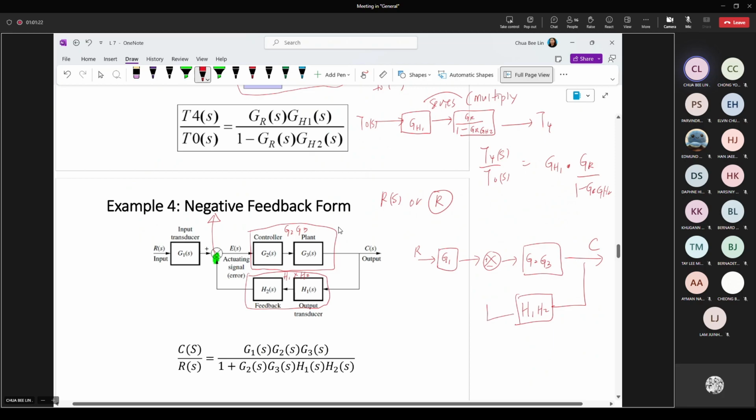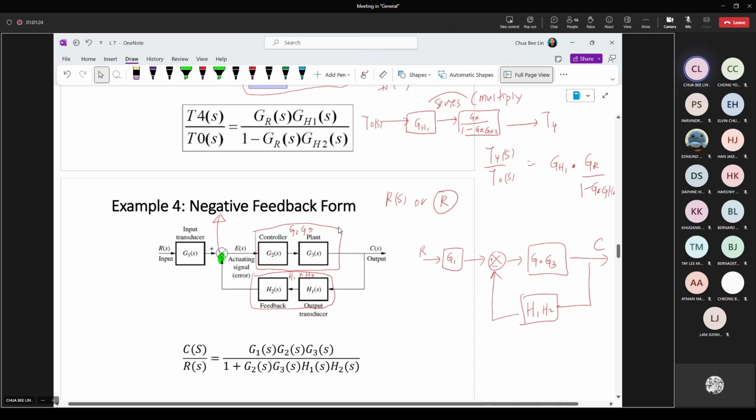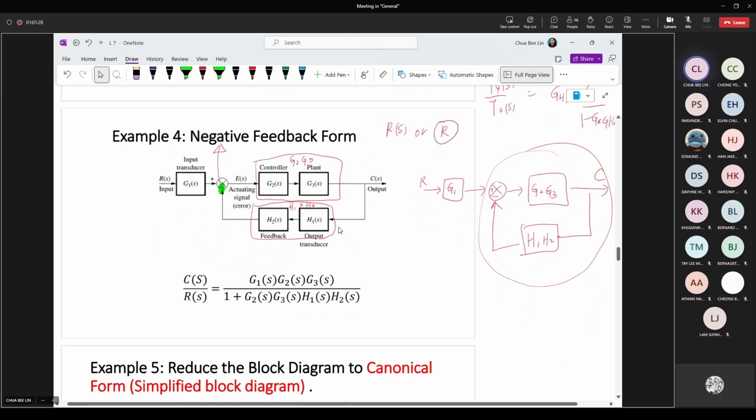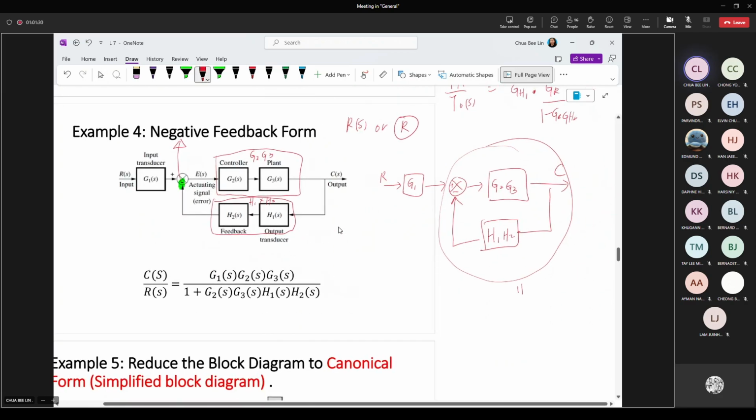Then you go back here. So this is another feedback block that you can simplify into G2, G3 over 1 plus all the blocks inside this closed loop, meaning G2, G3, H1, H2. We will always write the feedback block here at the back. So we will write this one, put at the back.